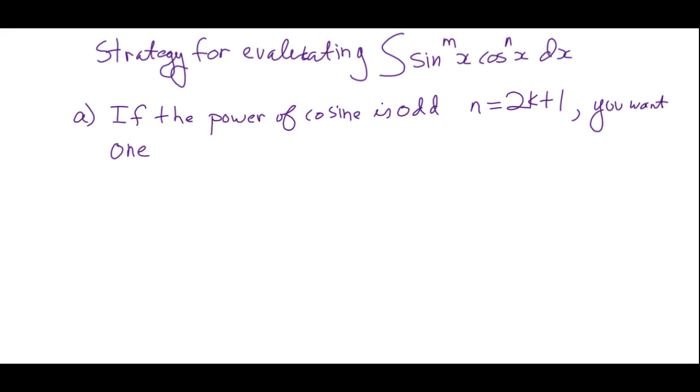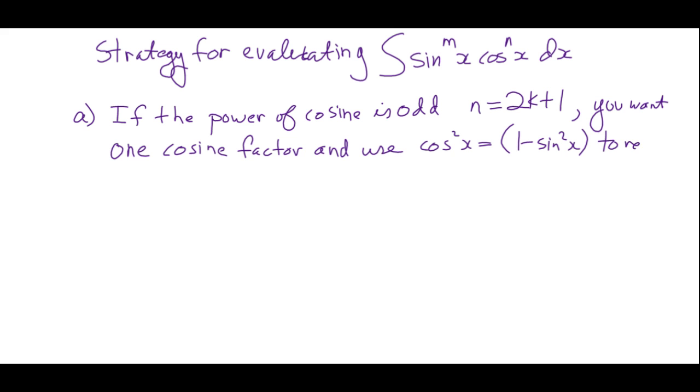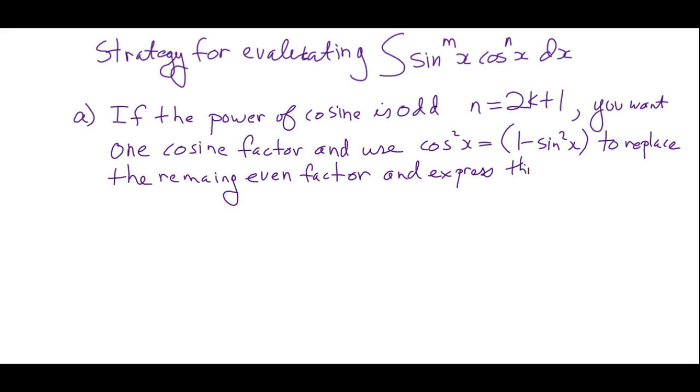Then you want one cosine factor, and use cos squared x is 1 minus sine squared x to replace the remaining even factor, and express things in terms of sine x. Okay, so it'll look like this.